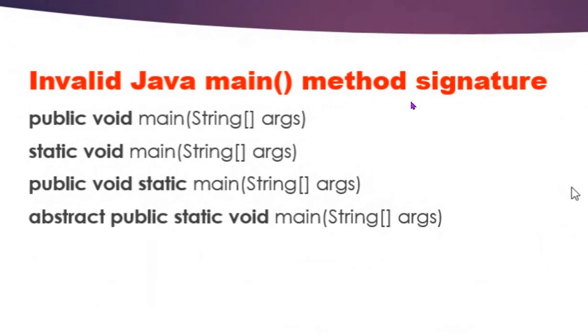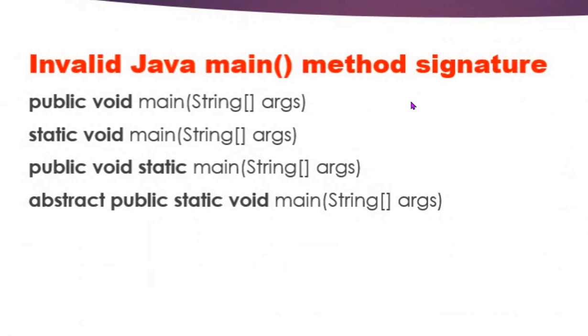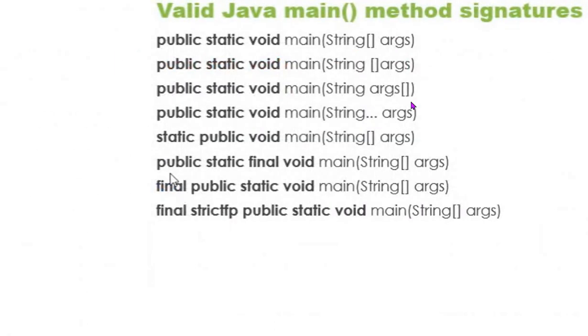So public void main, strings. Can you tell me each one, why it is invalid? Why is the first one invalid? Static is not there. Public void static main. Yes. Then this one, public is not there. And public void static main string. Public void main static.